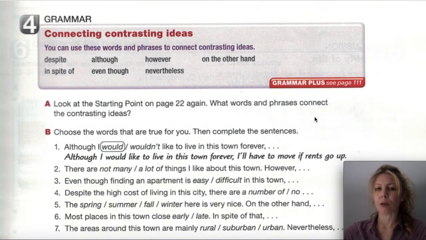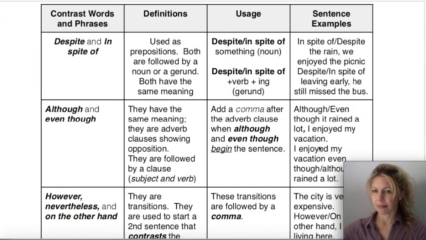Okay, welcome back. We're going to start with the second grammar from Unit 3B, Connecting Contrasting Ideas. In our box here, you can see we have a list of contrasting words and phrases, but there's really no description or definition or examples. So I'm going to go ahead and pull up a chart. All right, so we have our chart, and you can download the PDF file from your notes.